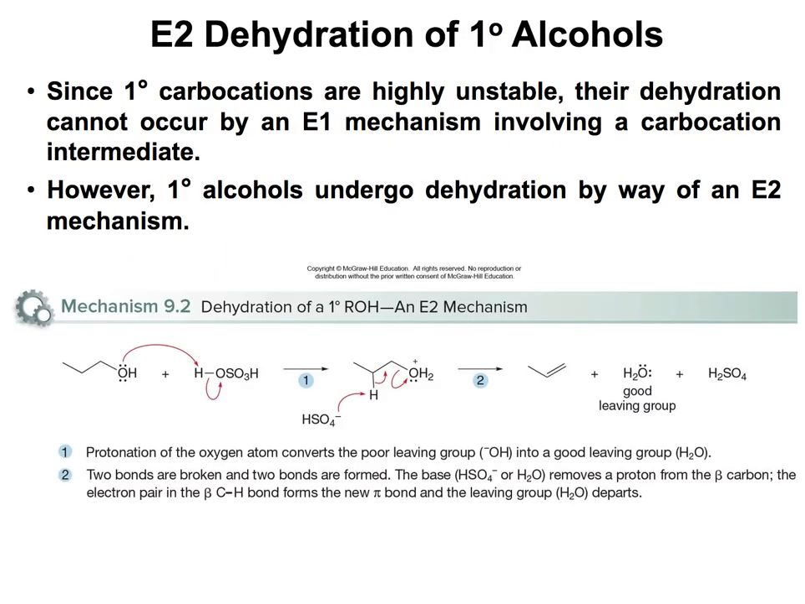And for an E2 reaction to occur, it's the exact same thing. We get the alcohol that gets protonated, and then the conjugate base of that acid that we started with can come, and that will give us the double bond, and now we have a good leaving group.